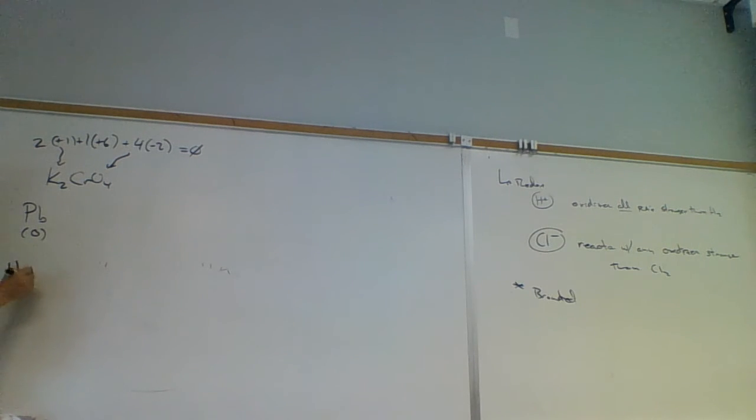H3PO4. H goes first at +1. O goes next at -2, and we got 4 of those, and then 1 phosphorus. And so phosphorus, I don't know, but this whole thing has to add up to 0. What is phosphorus? +5. So if phosphoric acid were to be something, would it be an oxidizer or would it be a reducer? It would be an oxidizer.